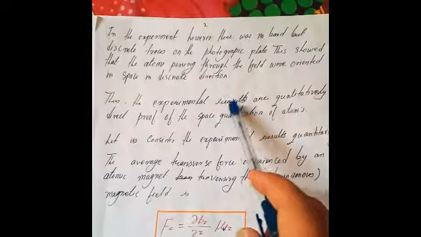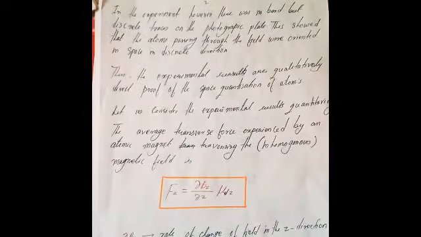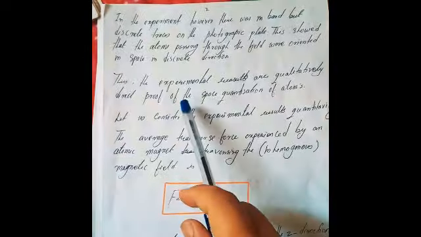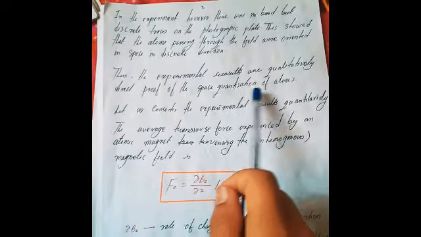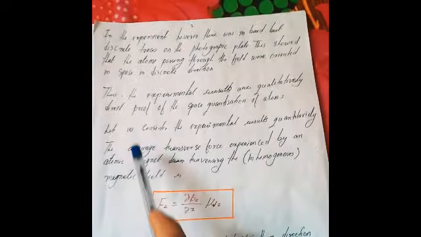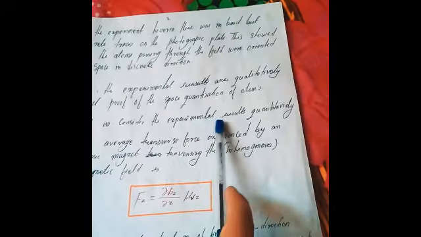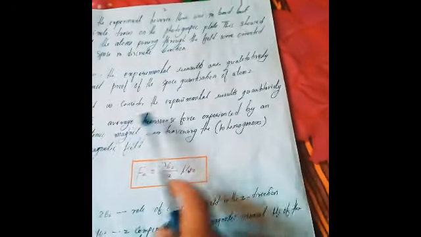Thus, the experimental results are qualitatively a direct proof of the space quantization of the atom. Let us consider the experimental result quantitatively.